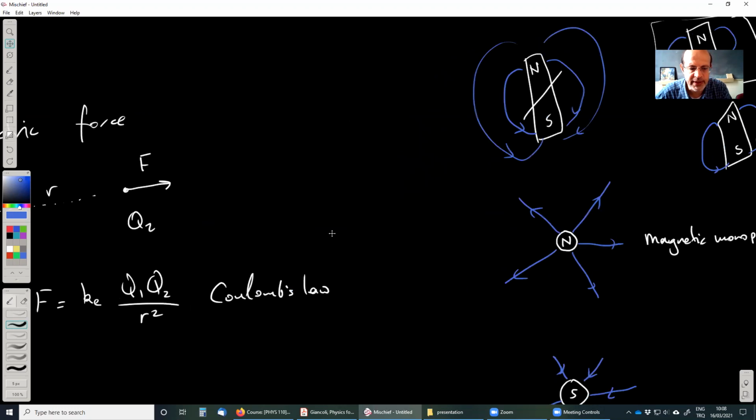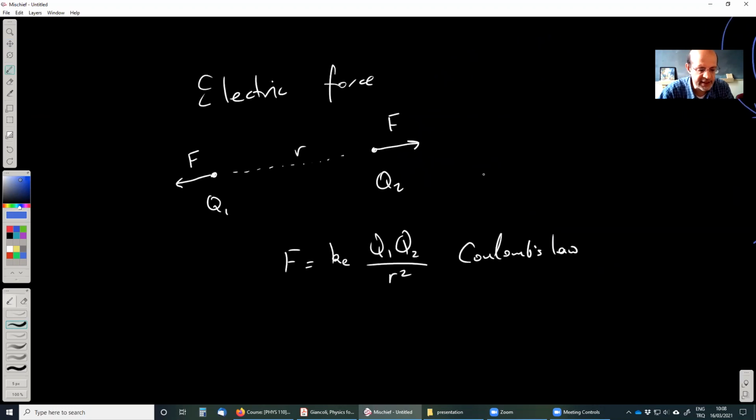So then let's start with this. This is the electric force. The electric force is the force between 2 particles that have charge. If both particles have charge, they can apply some electric force to each other.